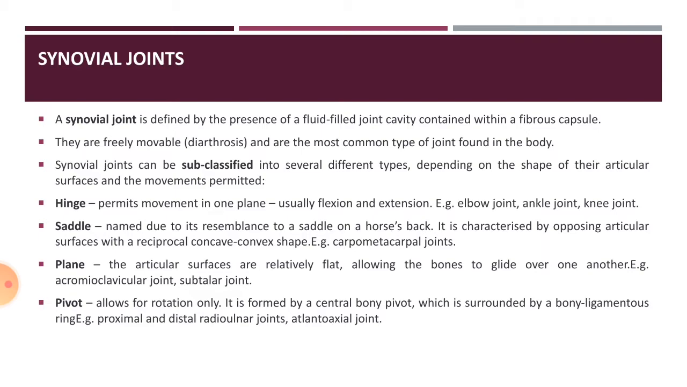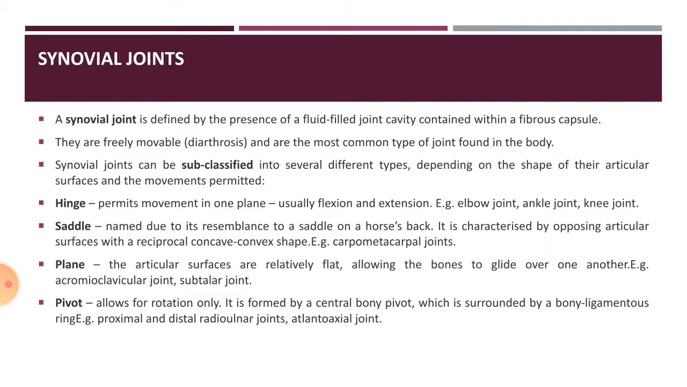The last type of joint on the basis of their structure is synovial, and these are the joints that are highly movable. A synovial joint is defined by the presence of a fluid-filled joint cavity contained within a fibrous capsule. They are freely movable, so we can call them diarthrosis as well, and are the most common type of joint found in the body.